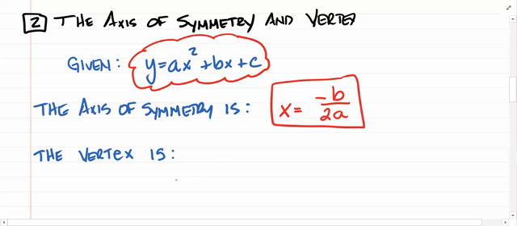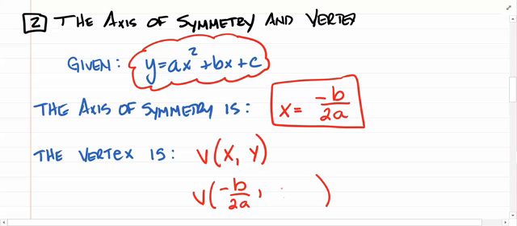And then this is related to the vertex because the vertex, remember, is a location. It is an x and a y location. So the x-coordinate of the vertex will always be this value, -b over 2a. It will always be that value for x. And then to get the y value, you substitute that value back in, so we write it as f of negative b over 2a.